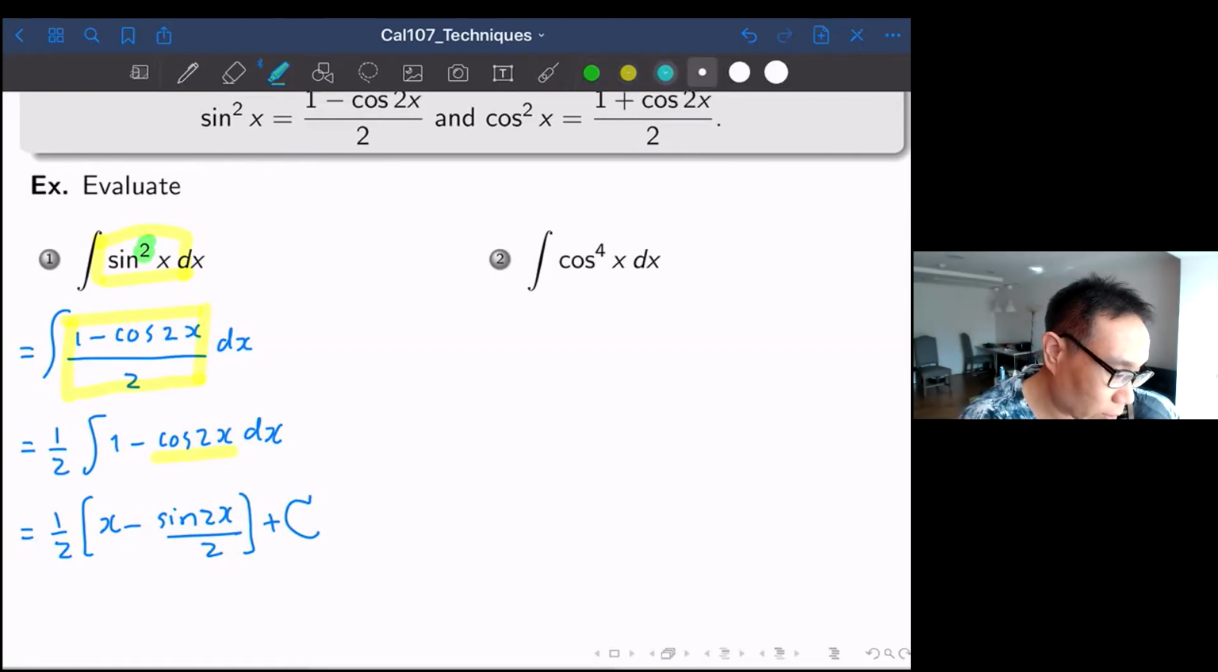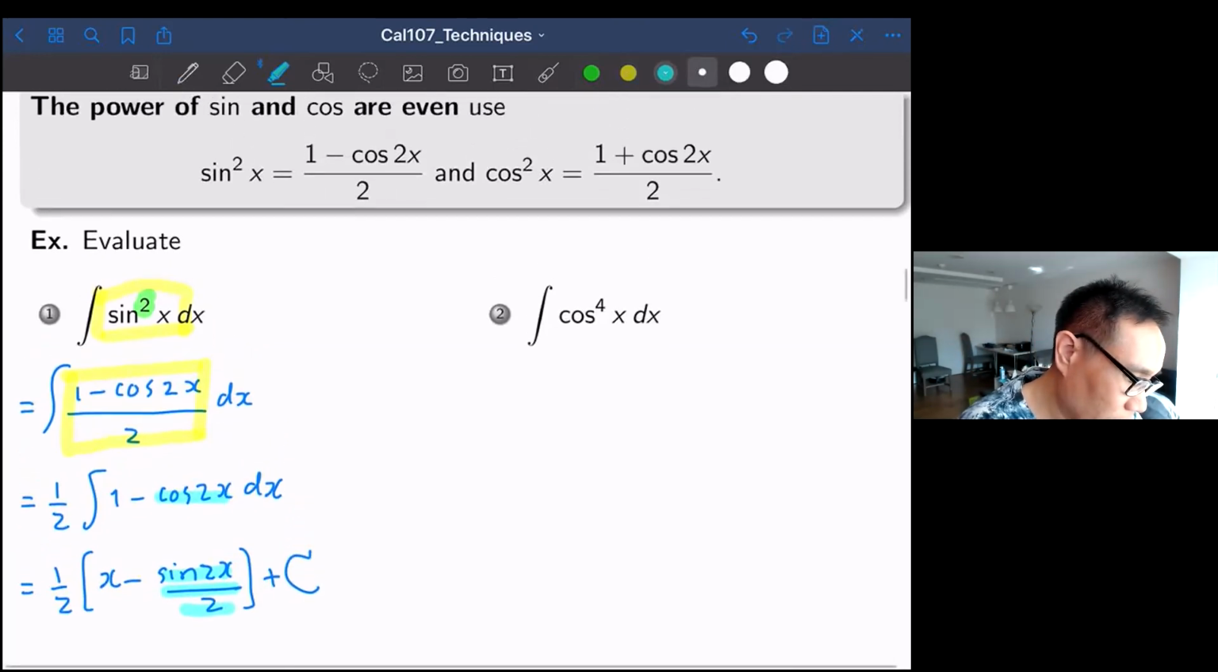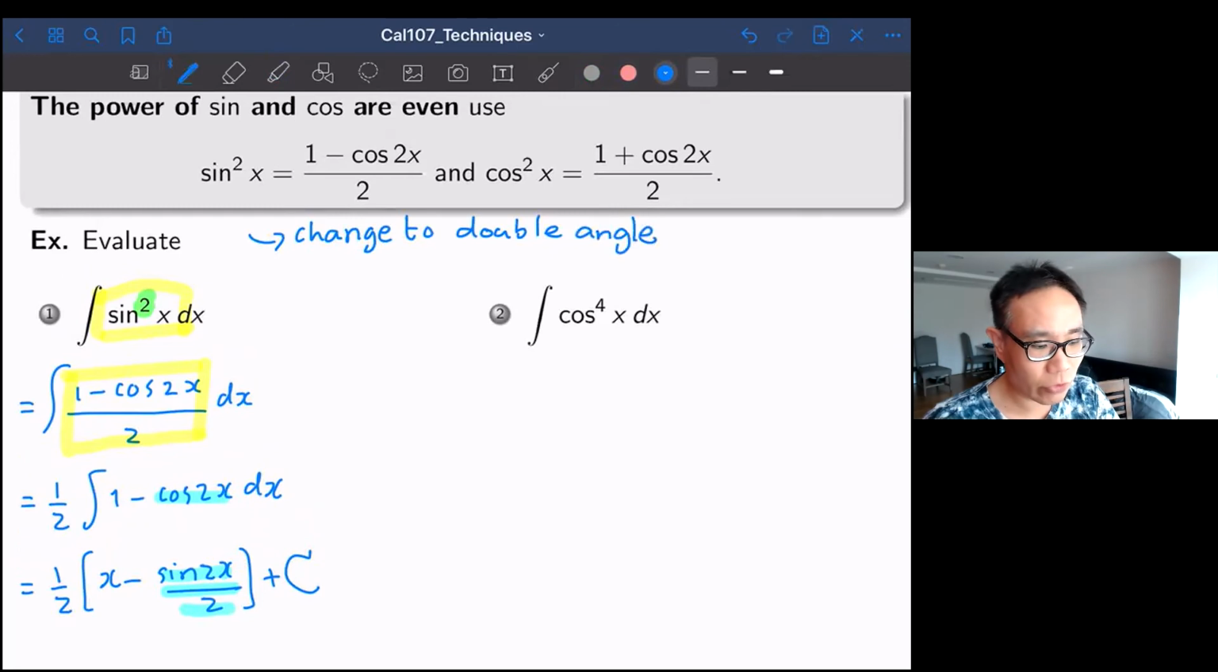Integrate cos 2x turns out to be just sine 2x over 2, and you obtain the final answer. So you see that you change from a square into a double angle. Normally we call this change to double angle. So we change to double angle in order to integrate.